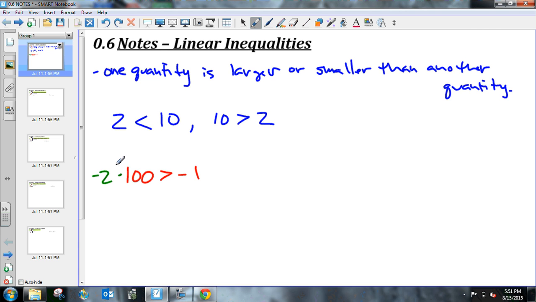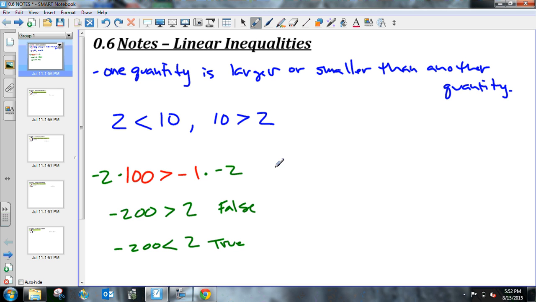We know from solving equations and doing algebra that if I do something to one side, I have to do it to the other. So I'm going to multiply this by -2 as well. And then I get the statement that -200 is greater than +2. And this is a false statement, because -200 is much smaller than +2. So in order to make this true, I have to reverse my inequality symbol and say that -200 is less than 2. Now we have a true statement.